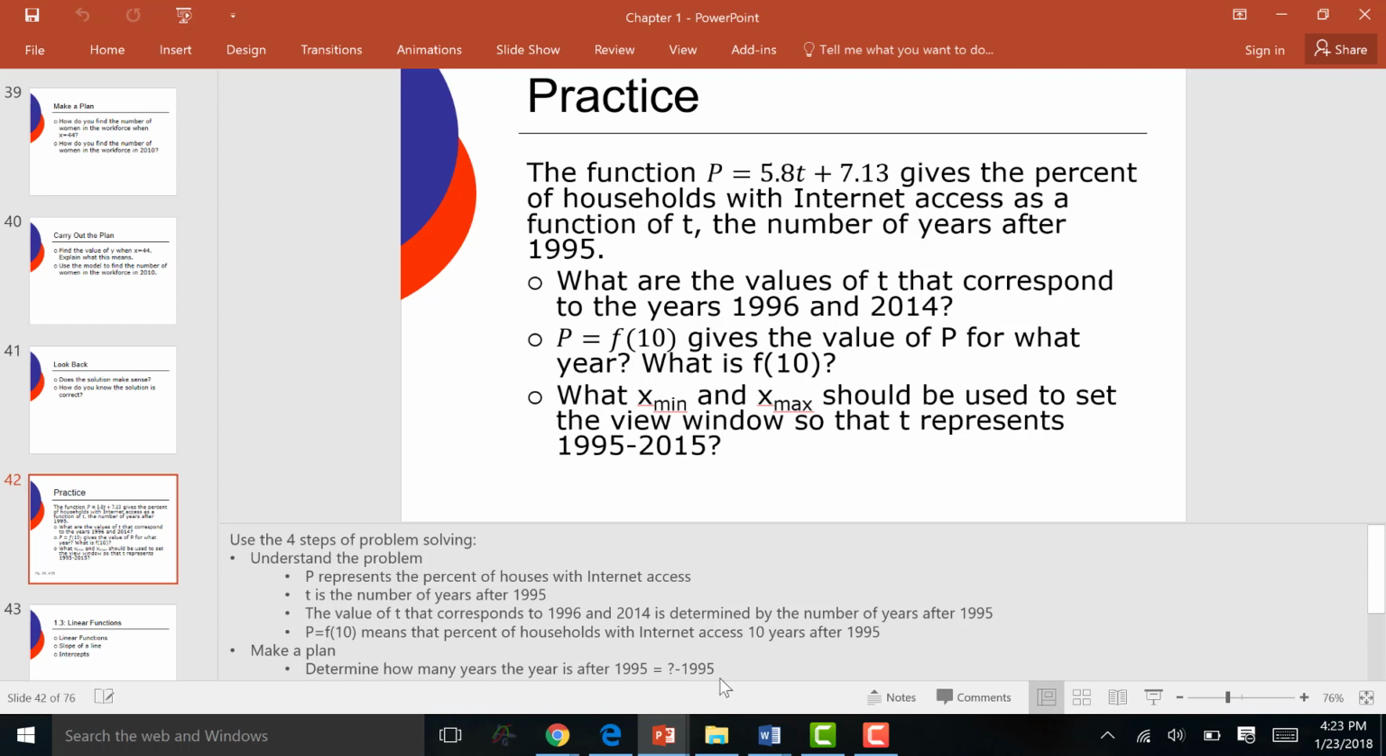All right, bullet number 2. P is equal to F of 10. They're saying the percentage is the same thing as the function when you evaluate it or plug in a 10. The percentage is the same thing as if you plug in a 10.